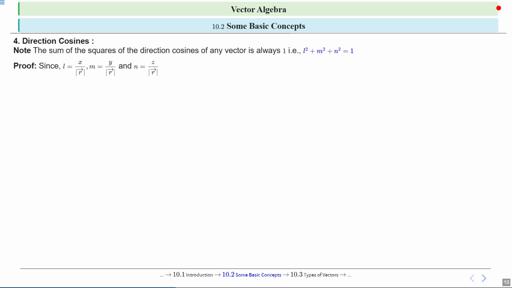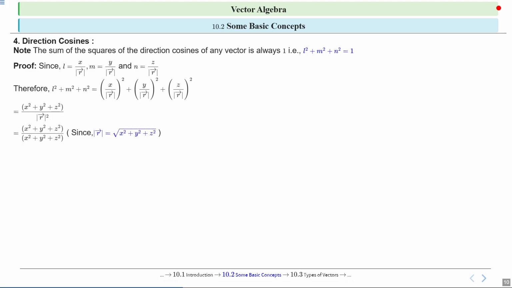Proof. Since l is equal to x upon the magnitude of R vector, m is equal to y upon the magnitude of R vector, and n is equal to z upon the magnitude of R vector, therefore l square plus m square plus n square is equal to (x upon the magnitude of R vector) square plus (y upon the magnitude of R vector) square plus (z upon the magnitude of R vector) square, which is equal to x square plus y square plus z square upon the magnitude of R vector square, which will be equal to x square plus y square plus z square upon x square plus y square plus z square, since the magnitude of R vector is equal to root over x square plus y square plus z square. Hence, we can say that l square plus m square plus n square is equal to 1.